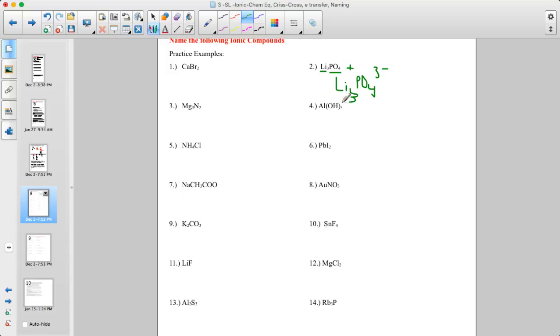In this example, aluminum hydroxide, aluminum has a 3+ charge and hydroxide has a 1- charge, which is why there's 1 aluminum and 3 hydroxides. But in order to show that there are 3 hydroxides, you have to put the little 3 outside parentheses. That way it shows it's 3 times both the O and the H instead of just 3 times the H. That's really all there is to polyatomic ions.